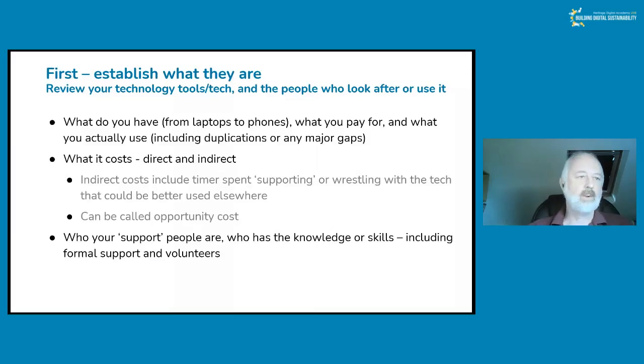It's your laptops, your phones, your networks, any other physical stuff you might be paying for, your licenses. But it's also what you have got in terms of direct and indirect costs. Indirect costs might include the time that you've spent supporting or wrestling with your tech that could be better used elsewhere. Some of that might be called opportunity cost.